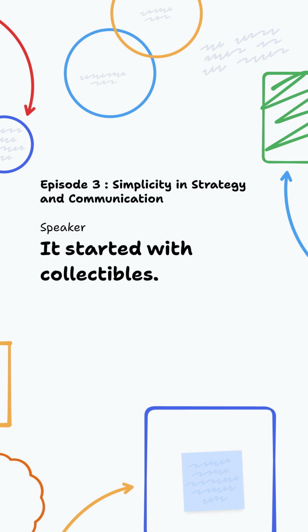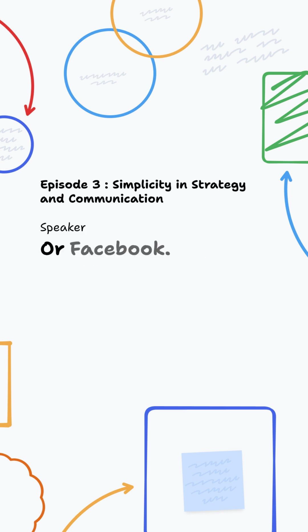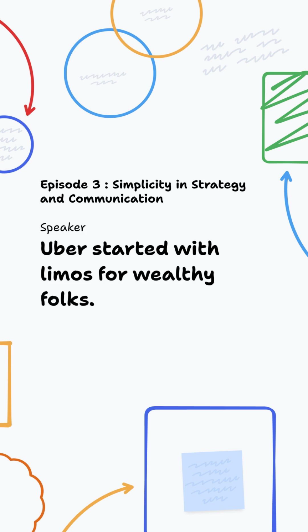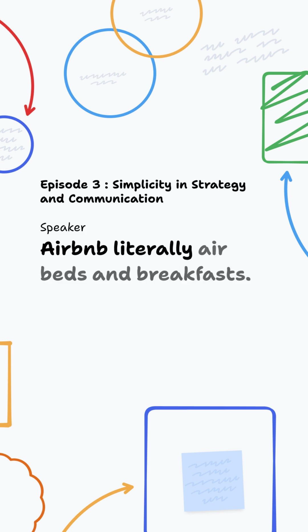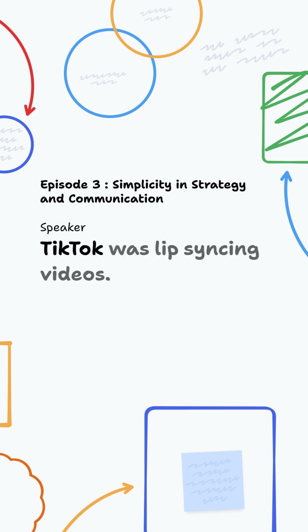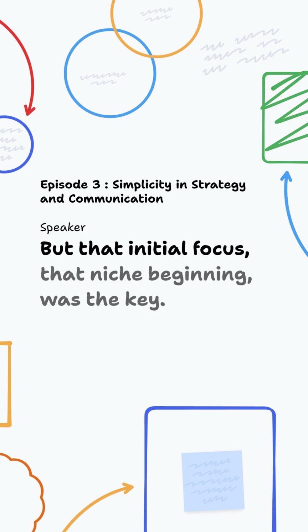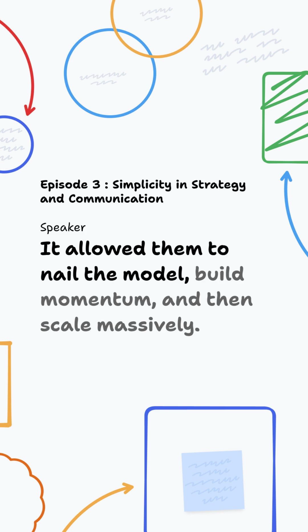It started with collectibles. That seems niche, right? It's a niche. Or Facebook, just college students initially. Uber started with limos for wealthy folks. Airbnb, literally airbeds and breakfasts. TikTok was lip syncing videos. All seemed kind of small, maybe even odd at first. But that initial focus, that niche beginning, was the key. It allowed them to nail the model, build momentum, and then scale massively.